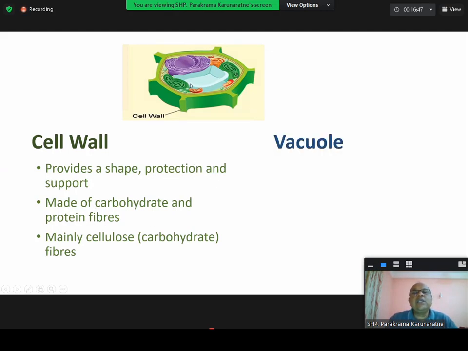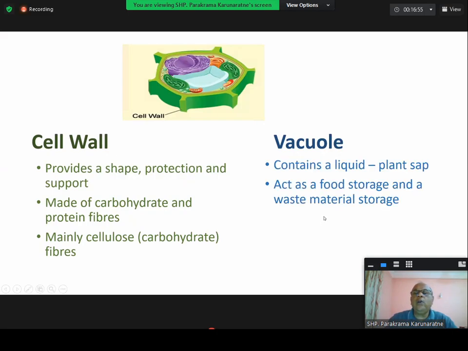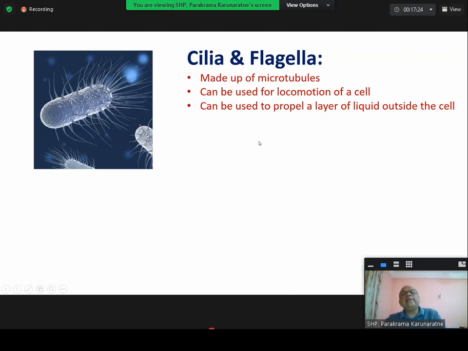And then the other structure, like a small swimming pool inside the cell, is called the vacuole. This vacuole contains liquid. This is called plant sap. It acts as a food storage and also as a waste material storage. So it can store food material and also waste material until they are broken down, right? So those two things are the functions of the vacuole. So cell wall and vacuole. Then you can find cilia and flagella.